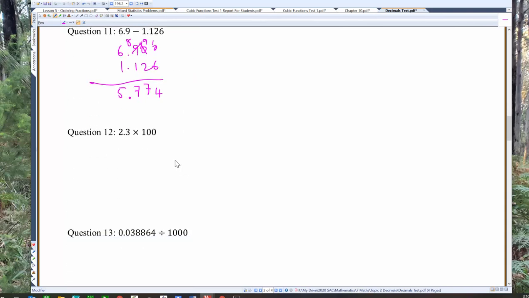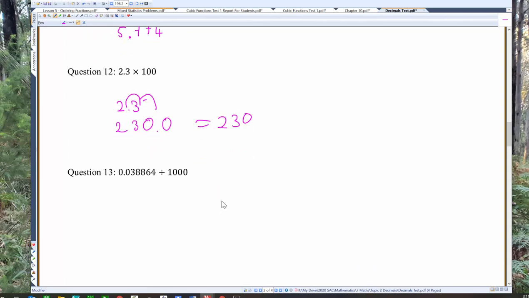2.3 multiplied by 100, and what's going to happen here is those numbers slide to the left or the decimal place moves to the right. So 2, 3, and in the space we're going to put a 0. You could put 0.0 there, but that's exactly the same as 230.